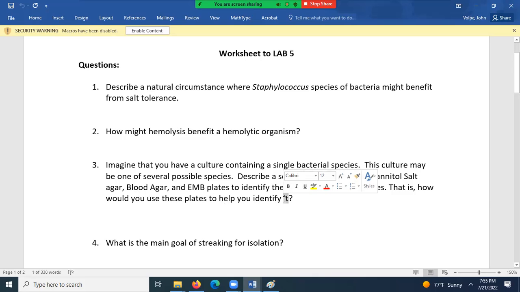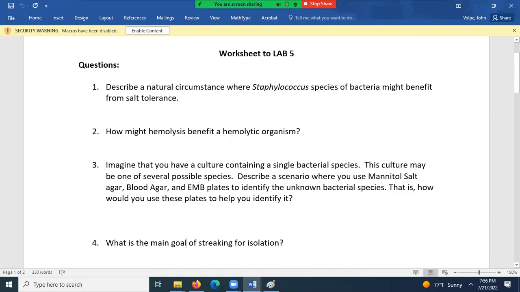And I'll give you a hint. Each of these, mannitol salt agar, blood agar, and EMB, have 2 properties which can be characterized to help you identify the species of bacteria. So you need to tell me what they are for each of the plates.